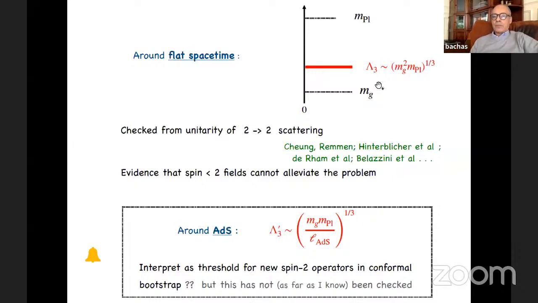What does it really mean to say that this is the range in which effective field theory can be trusted? So the way I will interpret this is by saying that in a sense lambda 3 prime is the threshold for new spin 2 operators in the dual conformal theory. If you could do conformal bootstrap as opposed to 2-to-2 scattering, you would see exactly the same thing, namely that if you put a small mass or anomalous dimension to your leading spin 2 operator, you would need a whole tower of them to condense. But this is in a sense a hypothesis which has not, as far as I know, yet been checked.